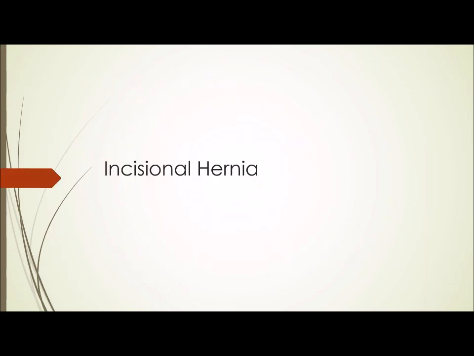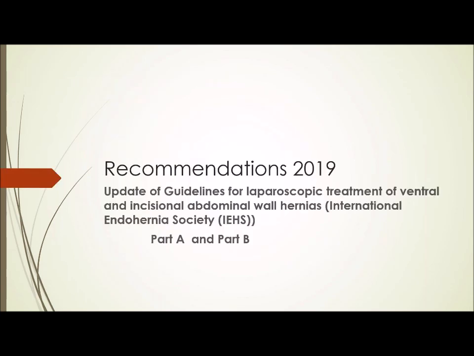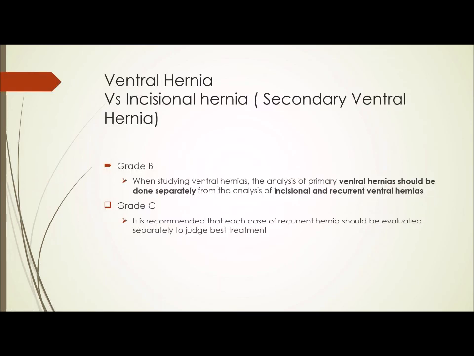Okay. Now coming to the most important part, and that is the incisional hernia. What's it all about? We'll be sticking to the recommendations of 2019. Two years back, it was only the recommendations of 2015 and 17. Now, last year, these recommendations came in and everybody agrees with them. We've got two parts of recommendations, part A and part B. If you want, you can look them up in the literature. The IEHS recommendations, part A and part B. Just note it down. The full recommendations are very tedious, so we'll stick to what is required by us.